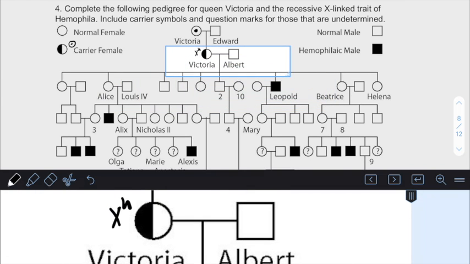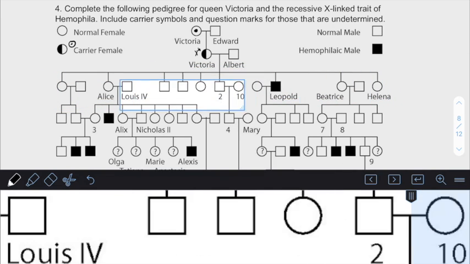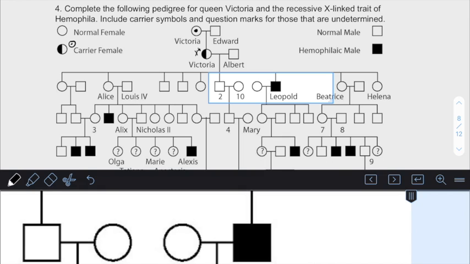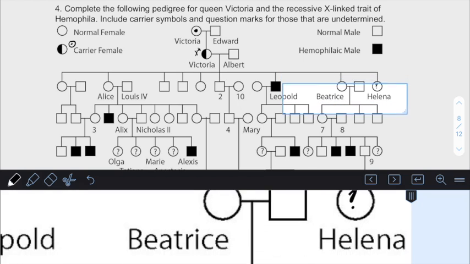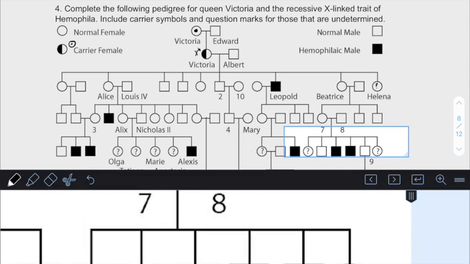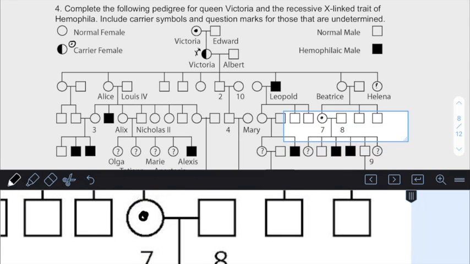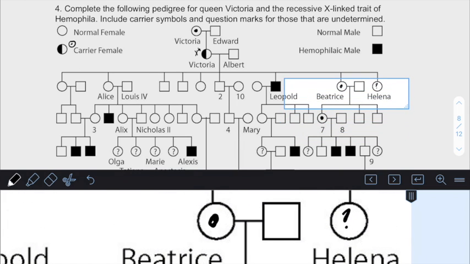All right, so Victoria has a bunch of children, and we know that only Leopold showed the hemophiliac disorder, but we also know that some of her children might be carriers. For example, we don't know anything about Helena because she didn't have any children. But when we look at Beatrice's family and go down her family tree, we notice that there are some hemophiliac sons. Those hemophiliac sons must have got it from their mother, who must have carried it over from her mother, and her mother carried it from Victoria.